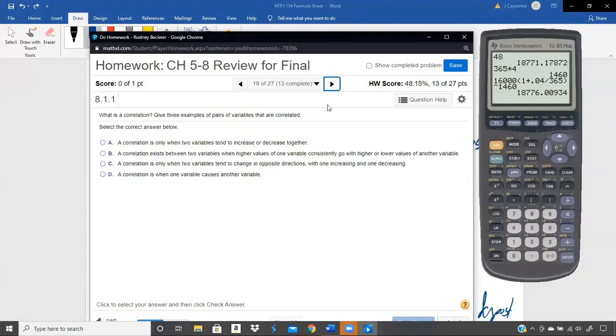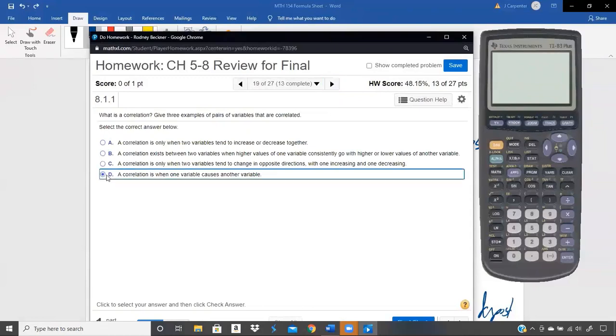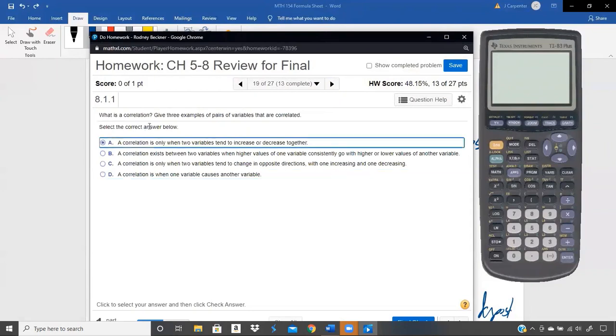So that chapter 8 stuff, I hammered out correlation versus causation. Causation means one causes another. Correlation is they happen to move in the same way or in opposite ways consistently, but it's not necessarily because one causes the other, like the whole pirates thing: pirates don't actually cause global warming, but the number of pirates went down while global warming went up. So it's definitely not D. The others, a correlation is only when variables tend to increase or decrease together. Maybe that's it. A correlation exists between two variables when higher values of one consistently go with higher or lower values of another.